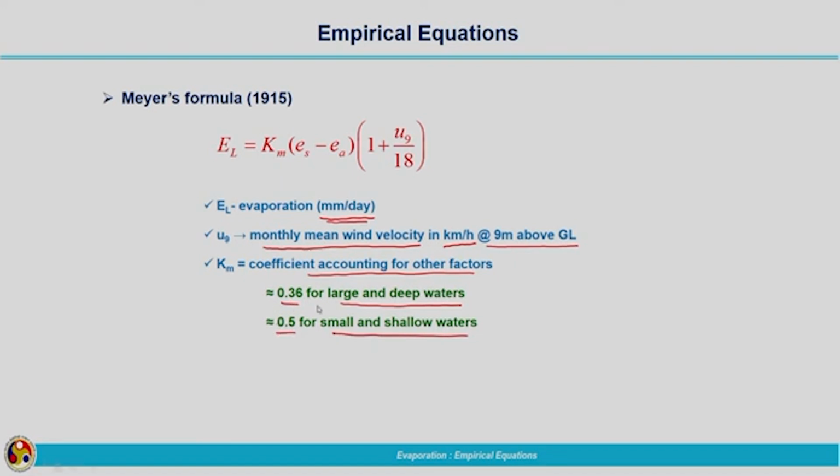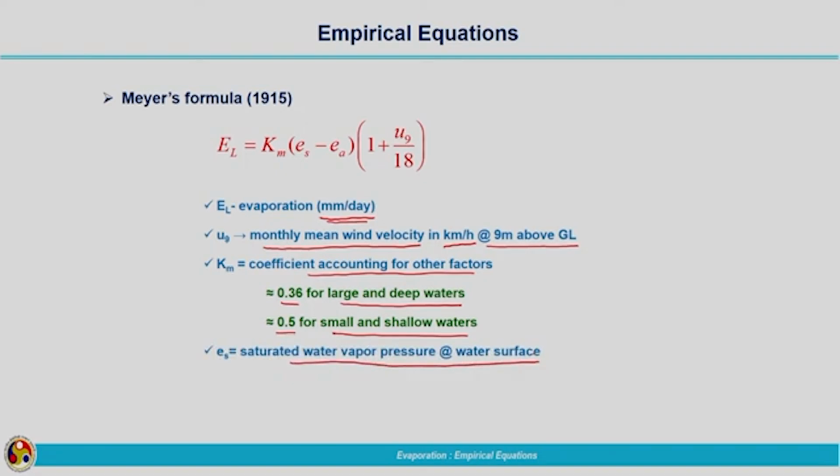That we have seen in the case of deep water bodies, evaporation will be less compared to the shallow water bodies. So, that is why the coefficient is lesser for large and deep waters compared to small and shallow waters. Then we already know what are ES and EA, and ES is the saturation vapor pressure at water surface.